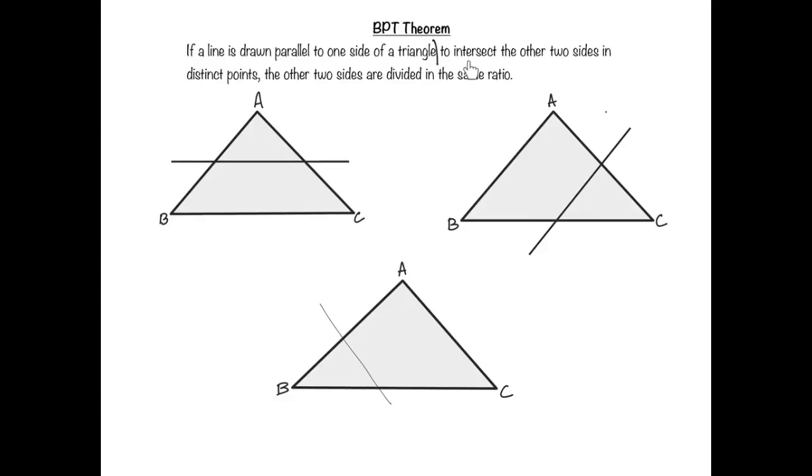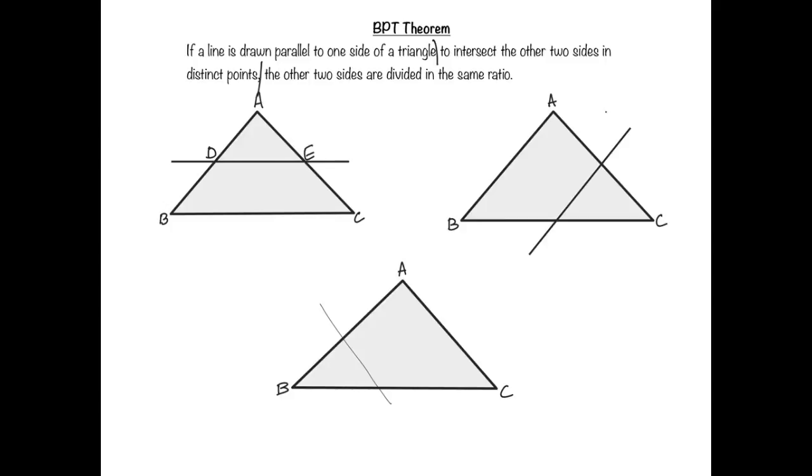Next, it's saying to intersect the other two sides in distinct points. Okay, I will divide further here. The other two sides, what are the other two sides? That is, I have drawn a line parallel to this one side, that is BC. The other two sides are AB and AC. So, it's saying to intersect the other two sides in distinct points. That is, this line is intersecting AB at, let me name it as D. Okay, and it is intersecting the side AC at E.